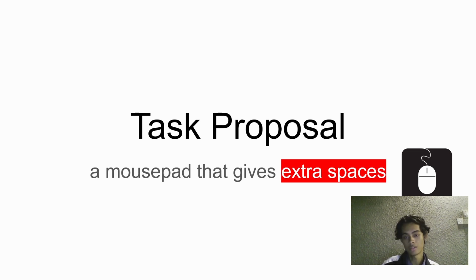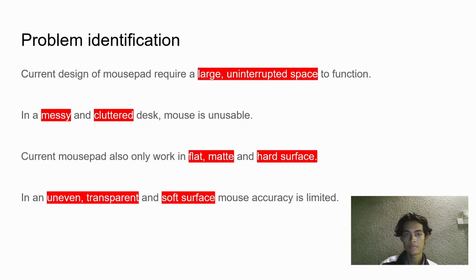For this project, I will be proposing a mousepad that gives extra space. Problem identification. Current designs of mousepads require a large uninterrupted space to function. On a messy and cluttered desk, the mouse is unusable. Current mousepads also only work on flat, matte and hard surfaces. On an uneven, transparent and soft surface, mouse accuracy is limited.